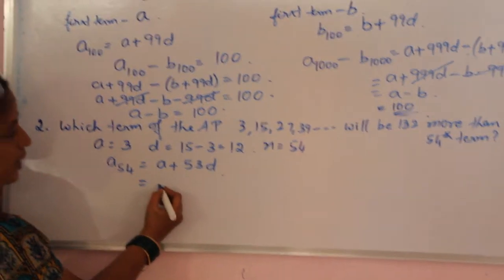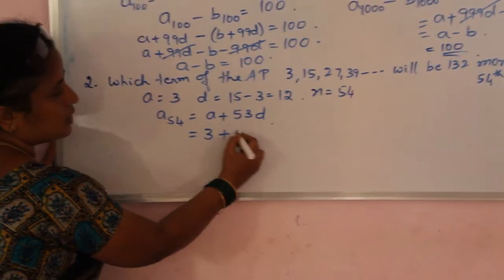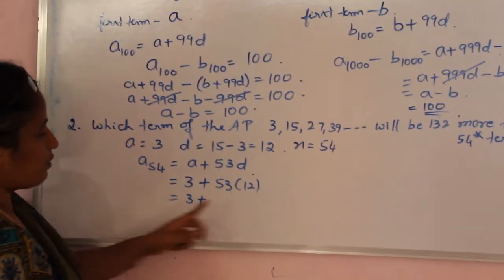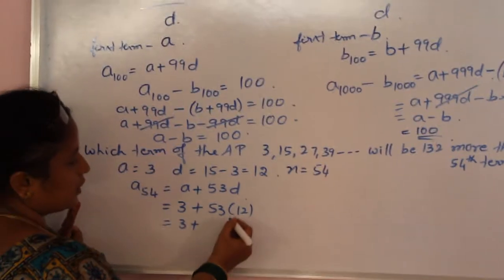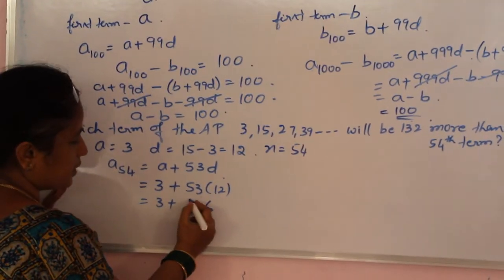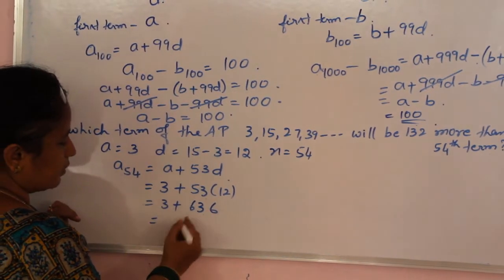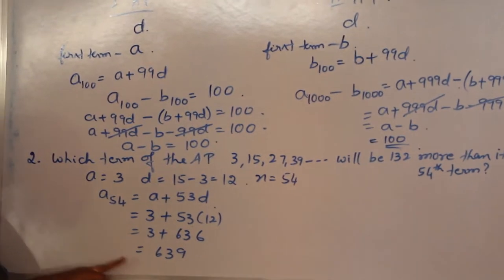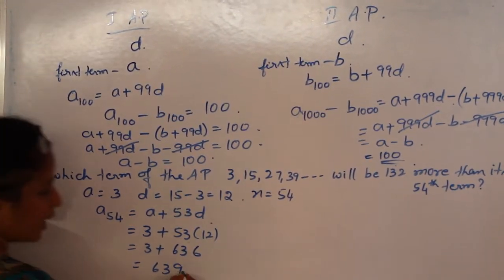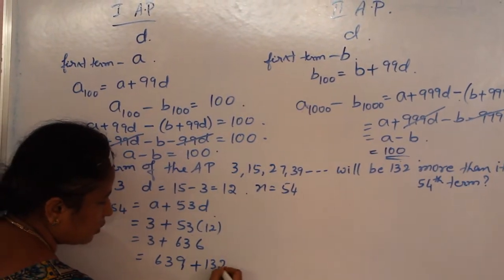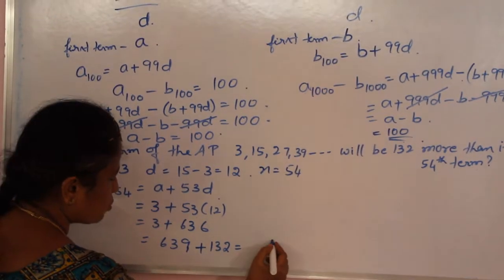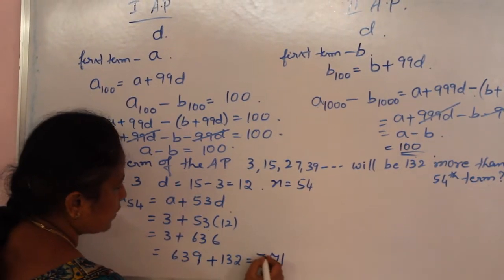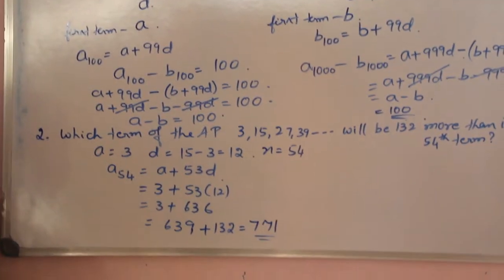So A is 3, plus 53 into D, which is 12. 3 plus 53 multiplied by 12. 12 3s are 36, 3 carry over. 12 5s are 60 plus 3, 63. Then add it, we are getting 639. This is the 54th term. It will be 132 more than this, so we have to add 132. How much are we getting? 9 plus 2, 11. 3 plus 3, 6 plus 1, 7. 6 plus 1, 7. 771 we are getting.